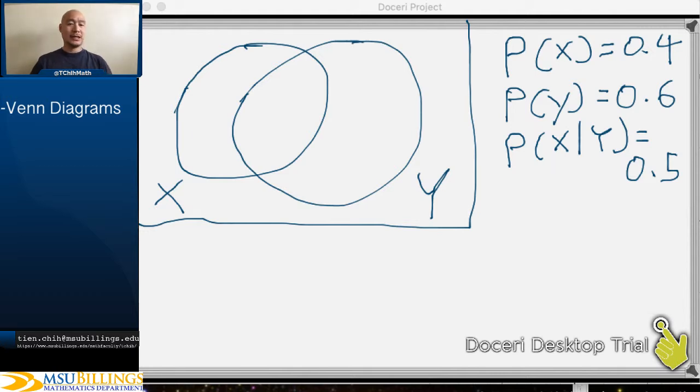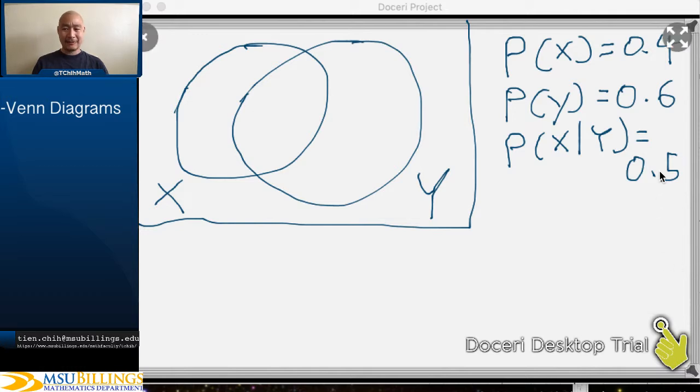And so let's make this concrete. Let's say there are 10 people. 4 of them are members of group X, 6 of them are members of group Y, and what P of X given Y means is that half of the people in group Y are also in group X. And so if we then were to ask, all right, how many people are in both X and Y?